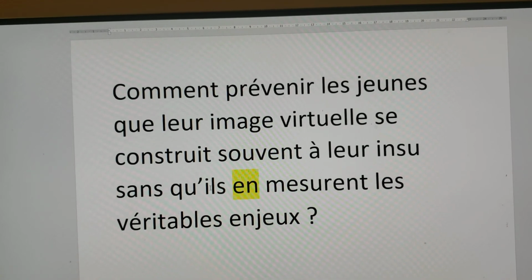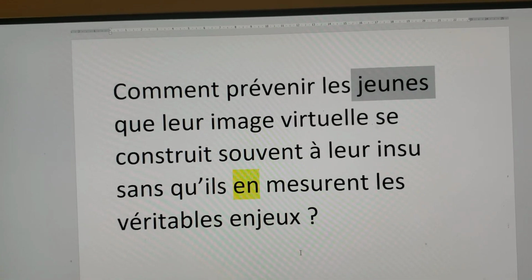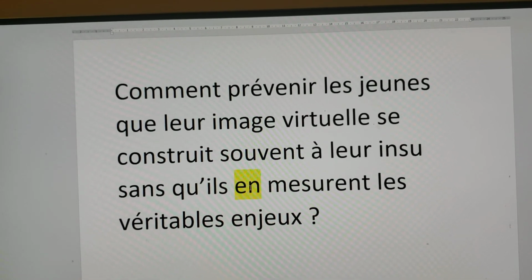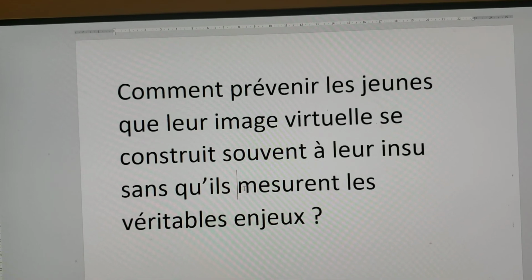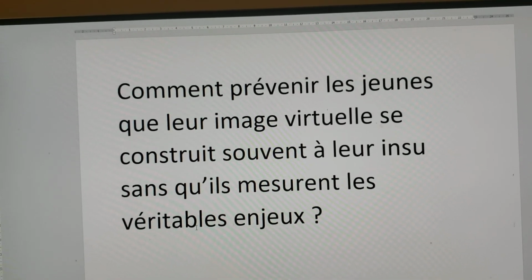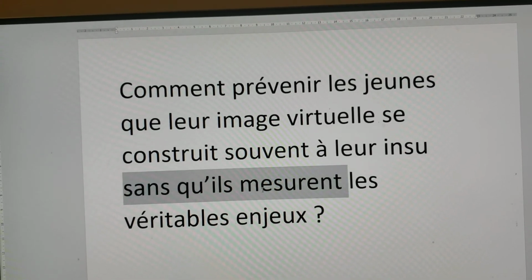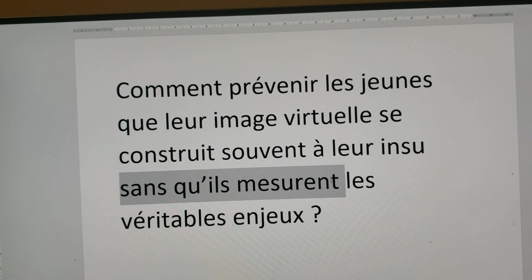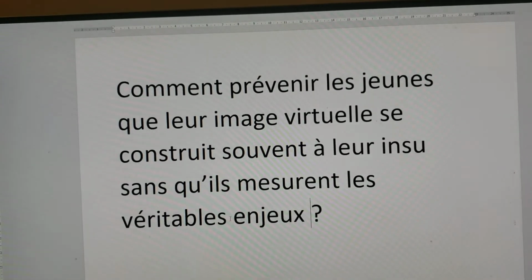Without them, ils refers to who? The youth, right? Les jeunes. Sans qu'ils en mesurent. Okay, for a minute, let's pretend this word en doesn't exist at all. Sans qu'ils mesurent les véritables enjeux, which means without them measuring or gauging the real stakes on hand, right? Stakes on hand.